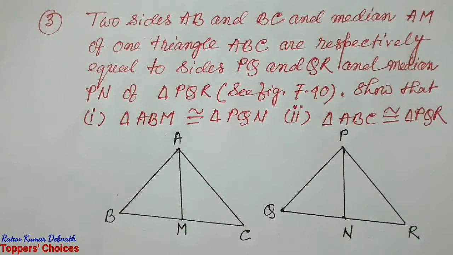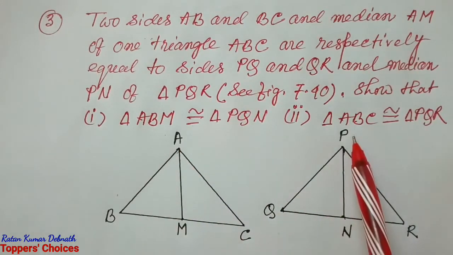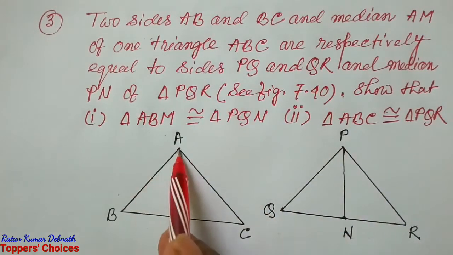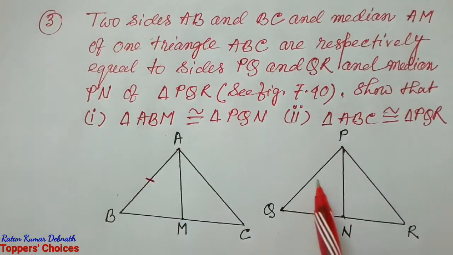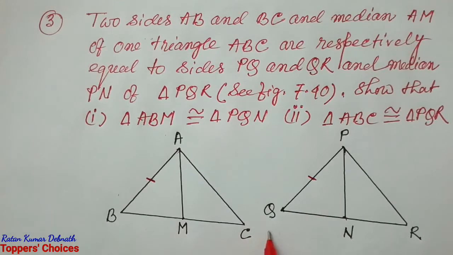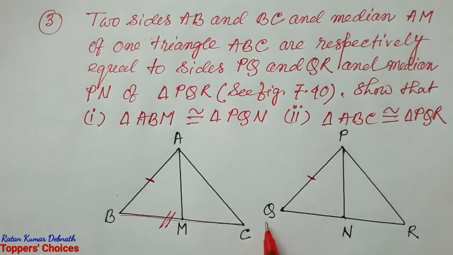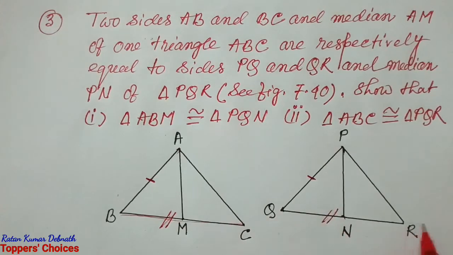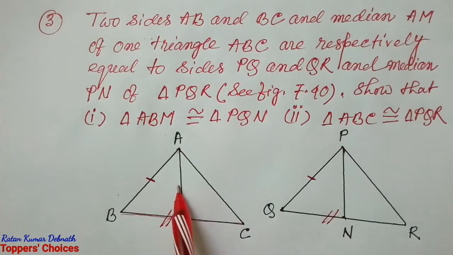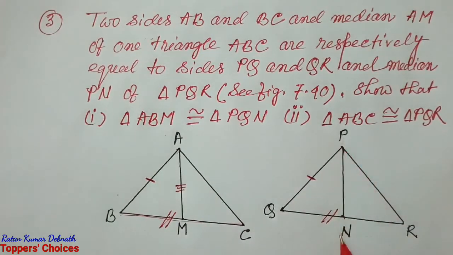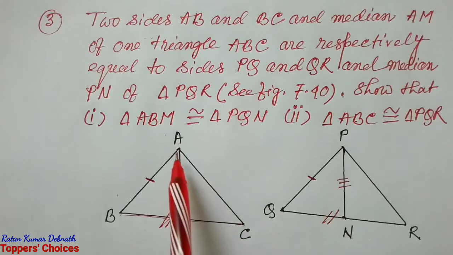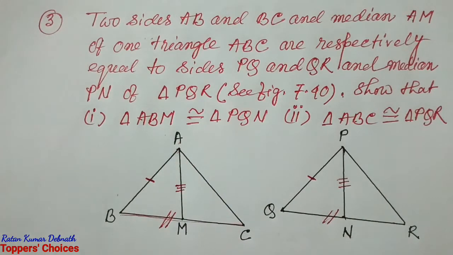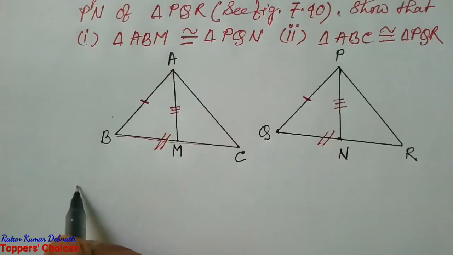Let's see what is given here once again. Given in triangle ABC and in triangle PQR, side AB, this side, equal to side PQ, and side BC, this side, equals side QR, that is this side, and median AM equals median PN. Now we have to show that triangle ABM is congruent to triangle PQN. Proof.